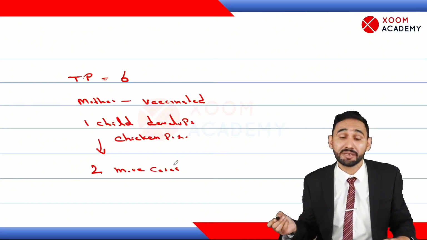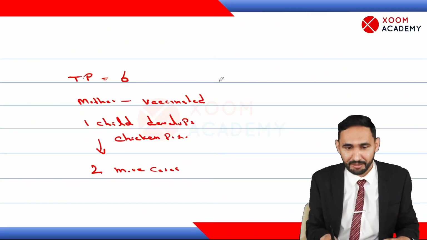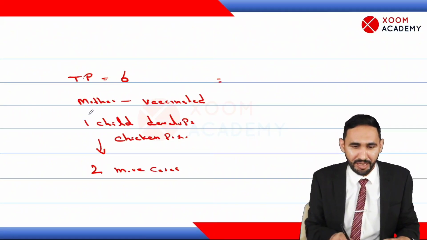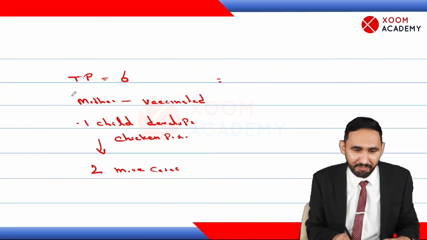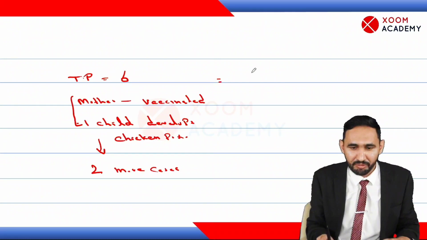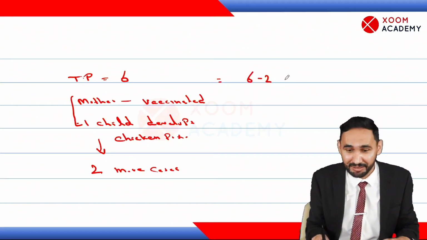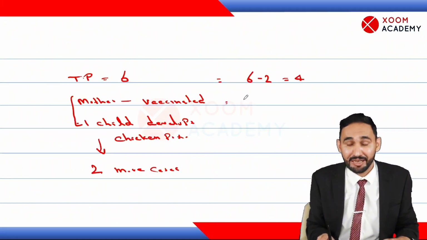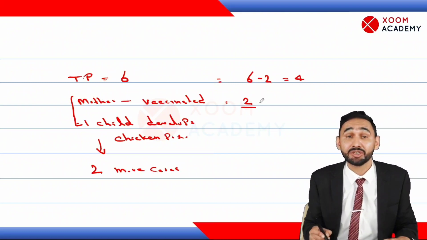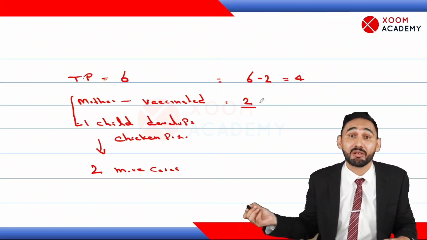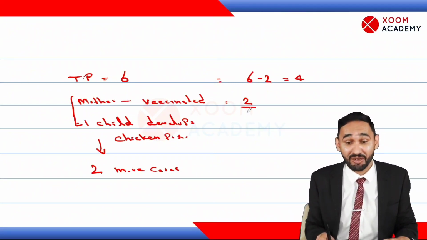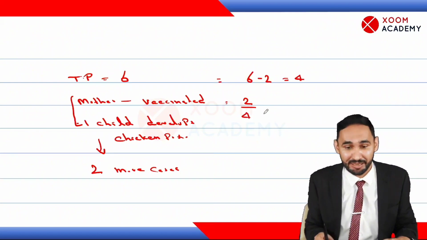So how will we calculate this? We have to subtract the primary case and the mother. So the total population was 6 and we subtract 2 from it. They are not susceptible. So the people who are susceptible are 4 and new cases are 2. 2 children developed chickenpox from the primary case and 4 of them were vulnerable or susceptible.